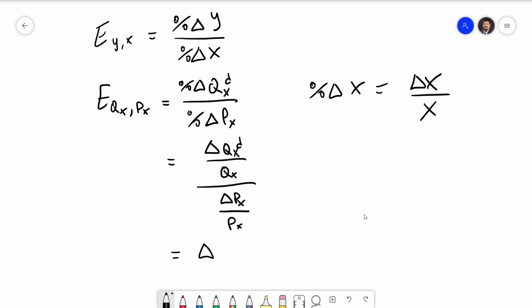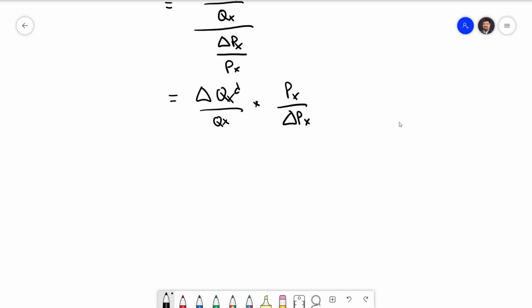So we take our top fraction, we leave that alone, and we multiply that by px over delta px. From here, we can use the commutative property to move things around to be a little bit more convenient. So we get delta qxd over delta px times px over qx. This should look pretty familiar. Change in quantity divided by change in price, that's just a slope, and px over qx is just the ratio of the current price and quantity.